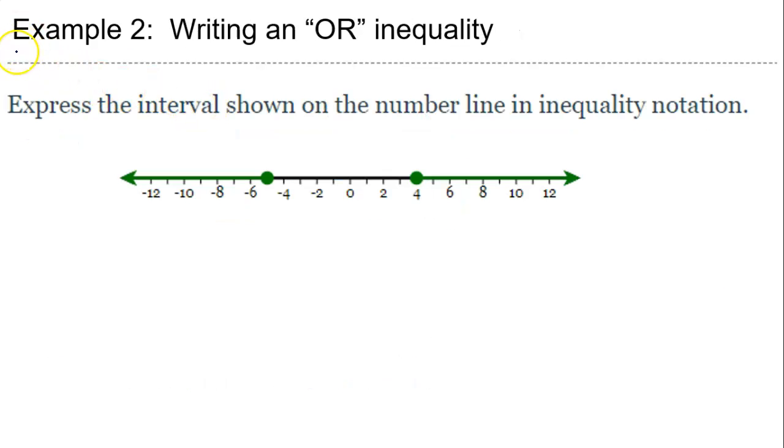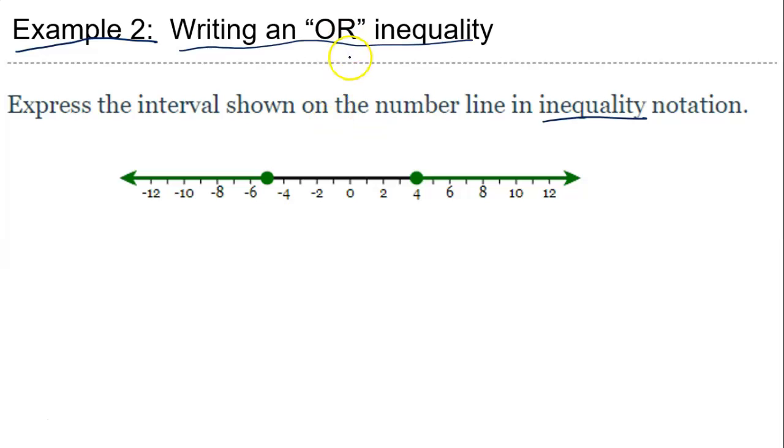All right, abbreviate this example 2, and you're going to write a new heading, writing an OR inequality. You do not have to write this whole set of directions, but make sure that you understand them. It says express the interval shown on the number line in inequality notation. Well, inequality notation is just telling you to use less thans and greater thans. Nothing's exactly equal to here.